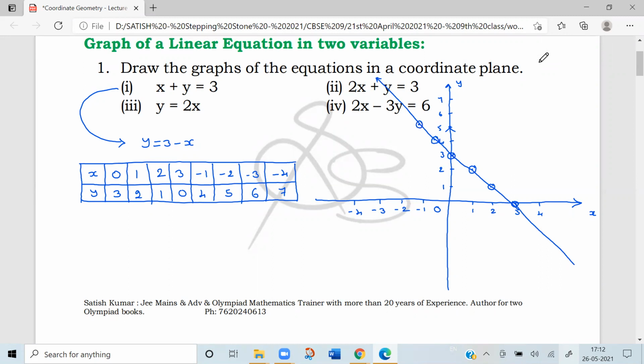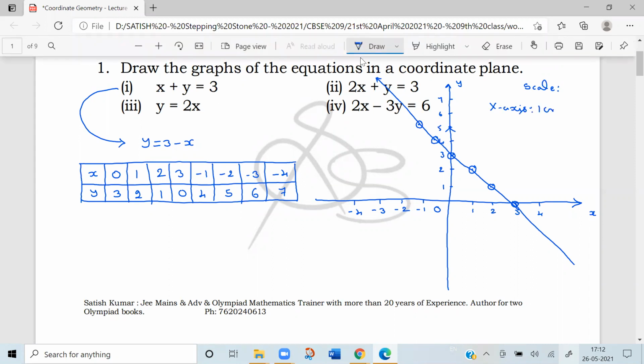And so on. Now, you need to mention the scale also for the x-axis. The scale that we are using is 1 centimeter equal to 1 unit. So you have to mention the scale like this on the x-axis. Along the y-axis, 1 centimeter equal to 1 unit also. This is compulsory: you have to mention the scale on a graph sheet.